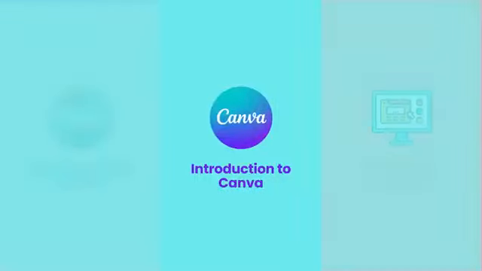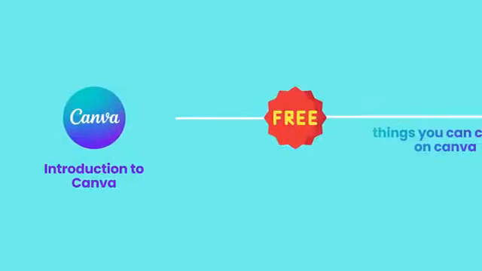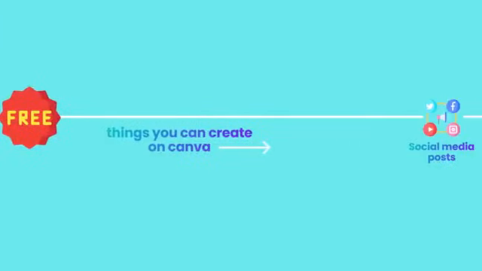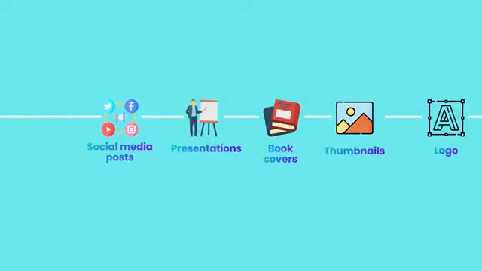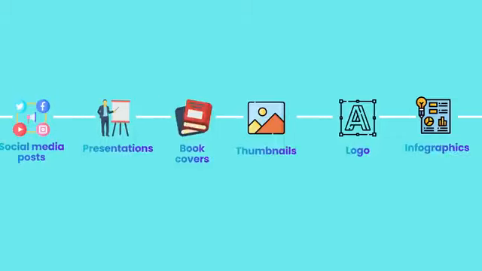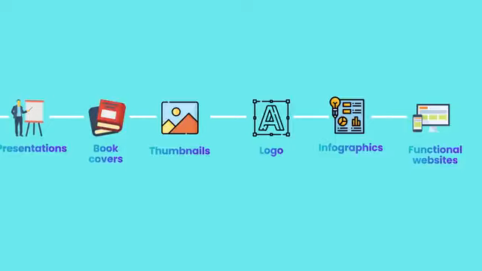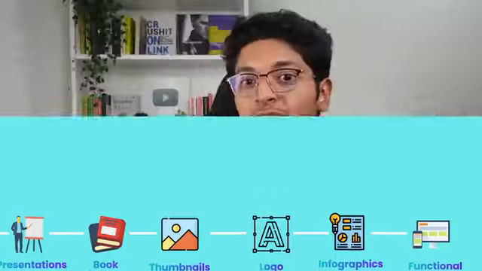Starting with number one, Canva is a free design tool that you can use to create social media posts, to make your presentations, to make book covers, to make pretty much anything that you want, like thumbnails, logos, infographics. You can make logos, you can make actual functional websites with the help of Canva, which I will show you how to do in this tutorial.